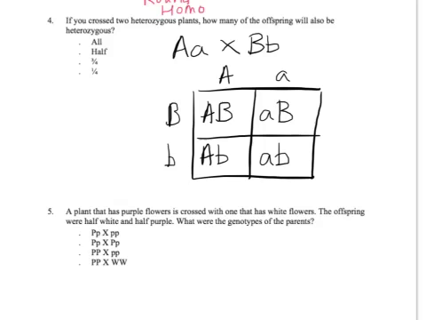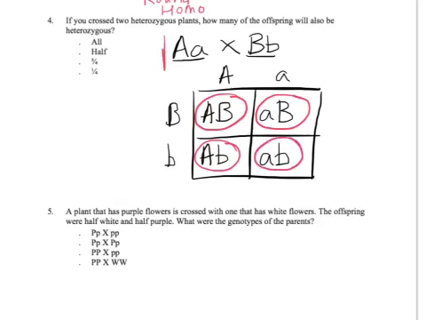if you cross two heterozygous plants like this, AaBb and AaBb, when you look at the outcome, this is heterozygous, this is heterozygous, this is heterozygous, this is heterozygous. All of them seem to be heterozygous, provided this is what happened. This is a scenario that I'm giving you. Once again, this question did not give you enough information. Let me tell you why.